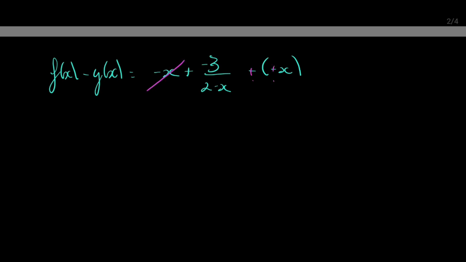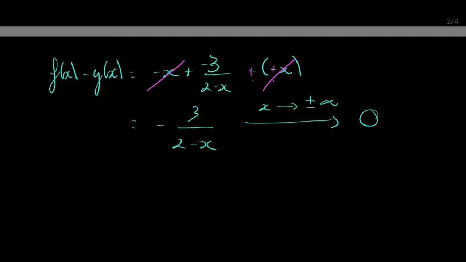We've got f of x minus y of x, which is equal to minus x plus minus 3 over 2 minus x, minus minus x, which is the equation of y. And minus times minus is equal to plus. We've got minus x plus x, and this thing is equal to minus 3 over 2 minus x. And obviously, this goes to 0 when x tends to plus or minus the infinity.